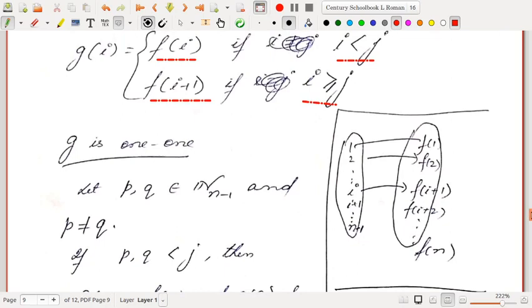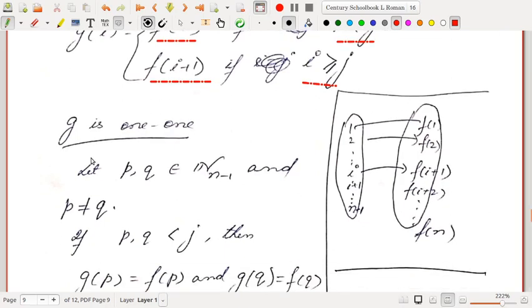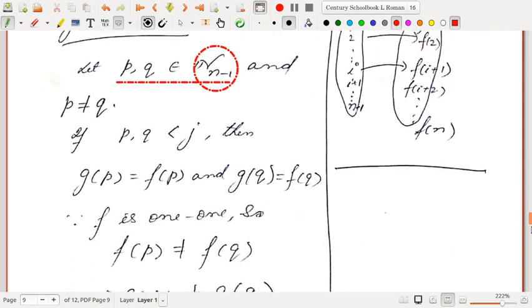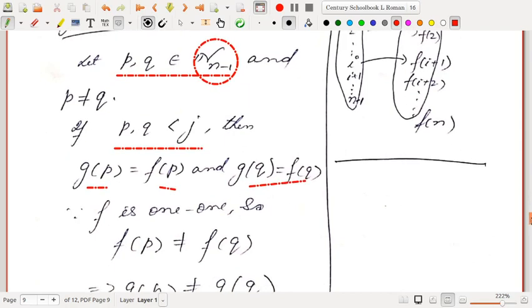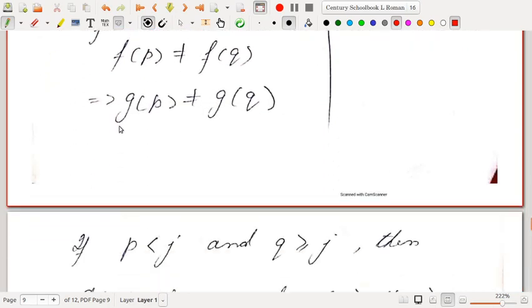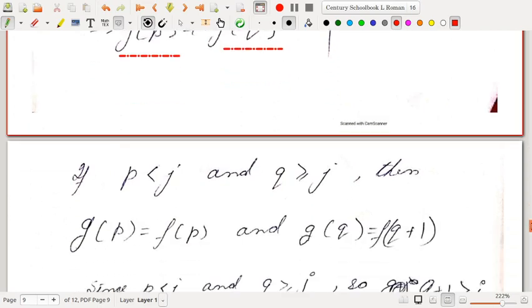Okay, so I have to prove that g is 1-1. So let p and q belong to N_{n-1}. This is the new domain of the new function, and p not equal to q. So we start with p not equal to q, and there are several cases. It may happen that both p and q are less than j. So in that case, g p is the same as f p and g q is the same as f q. Since f is 1-1, p not equal to q implies f p not equal to f q. But f p is the same as g p and f q is the same as g q. So g p is not equal to g q.